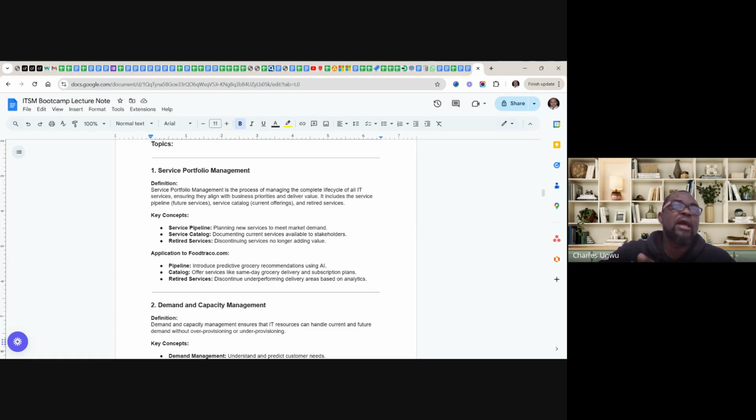Outside the service pipeline, there are services you currently need to run the business effectively. That is what we call the service catalog. You need to have a full catalog of all the services you need. You need to understand them, documenting current services available to stakeholders. Then retired services: discontinuing services no longer adding value, services no longer in use.